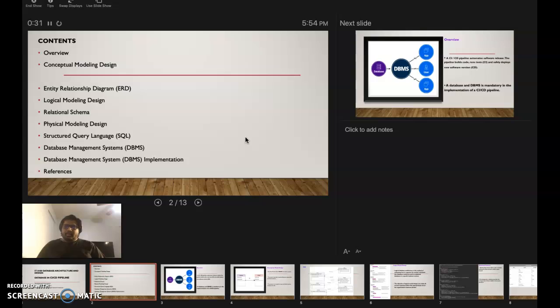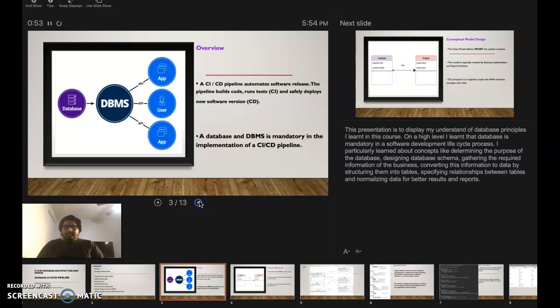Conceptual modeling design, ER diagram, logical modeling and design, relational schema, physical modeling and design, structured query language, database management system or DBMS implementation, and references. Let's start with the first topic.